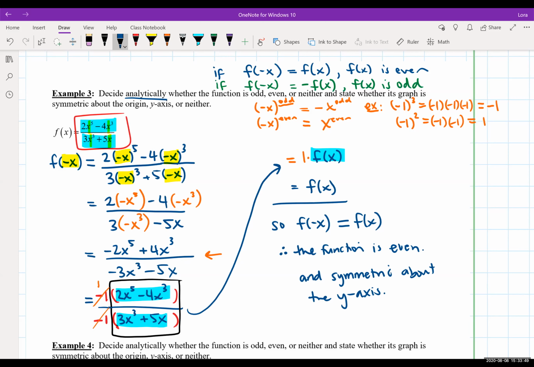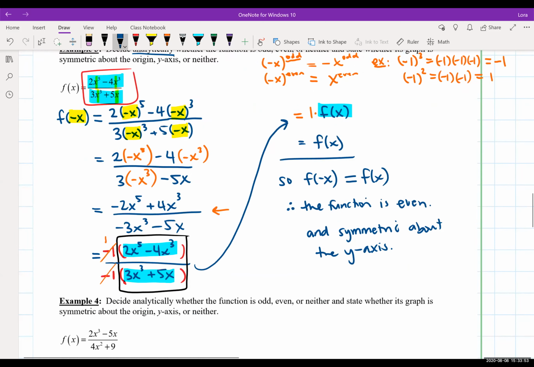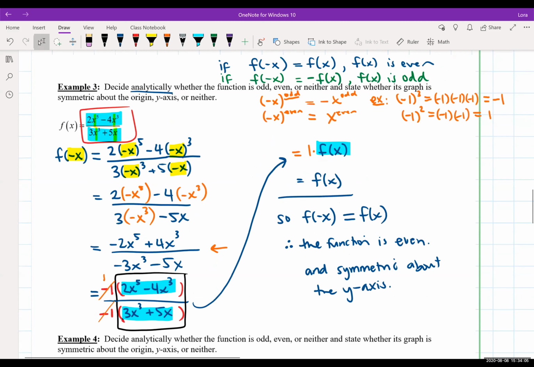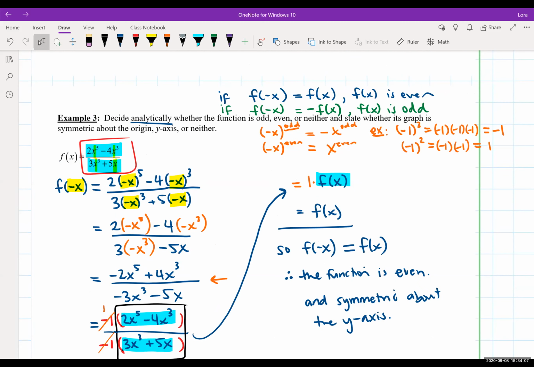So that could be a little tricky at first. Sometimes we don't know. Do we factor the negative one out of the numerator only? Do we always factor it out of both numerator and denominator? You have to practice it enough to get a little bit of experience. And then again, just remember what you're always looking for. You're always looking for if somehow you can get the original function back from plugging in negative x for x. And then you're just trying to understand, do you automatically get the original function back, or do you get something like the opposite of the original function?